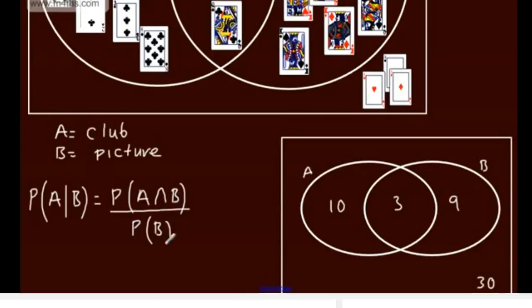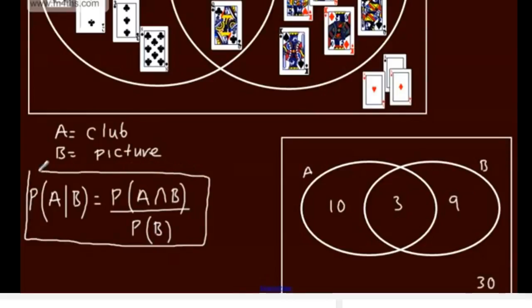The multiplication rule is the probability of A given B is equal to the probability of A intersection B, so A and B, divided by the probability of B. Now, please bear in mind that this can be written the other way round also.